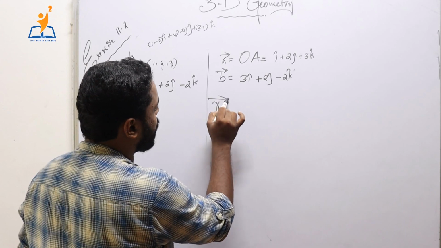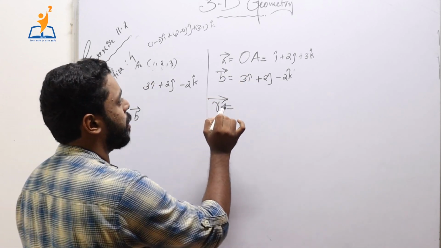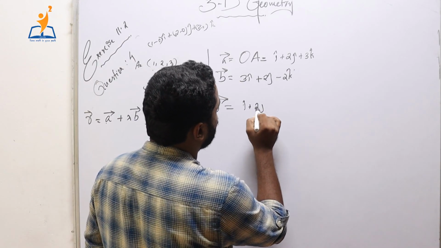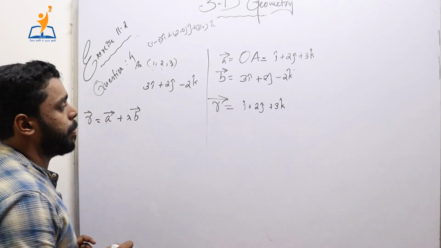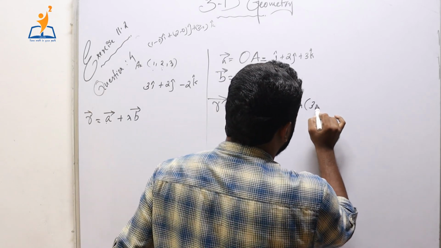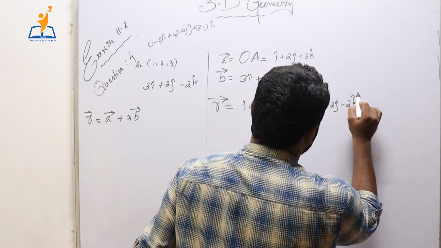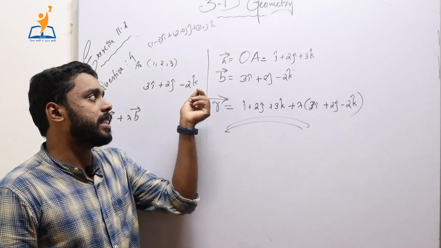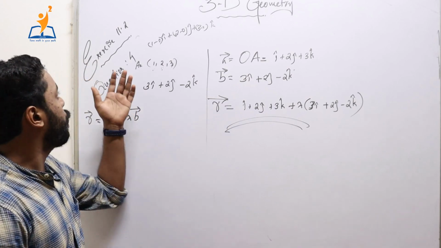Therefore, the equation of the line which passes through this point and is parallel to the vector b is given by r = î + 2ĵ + 3k̂. See, this is our formula: r = a + λb. So, a + λ times b is nothing but 3î + 2ĵ − 2k̂. So, this will be the equation of the line which passes through the point A and is parallel to the vector b.